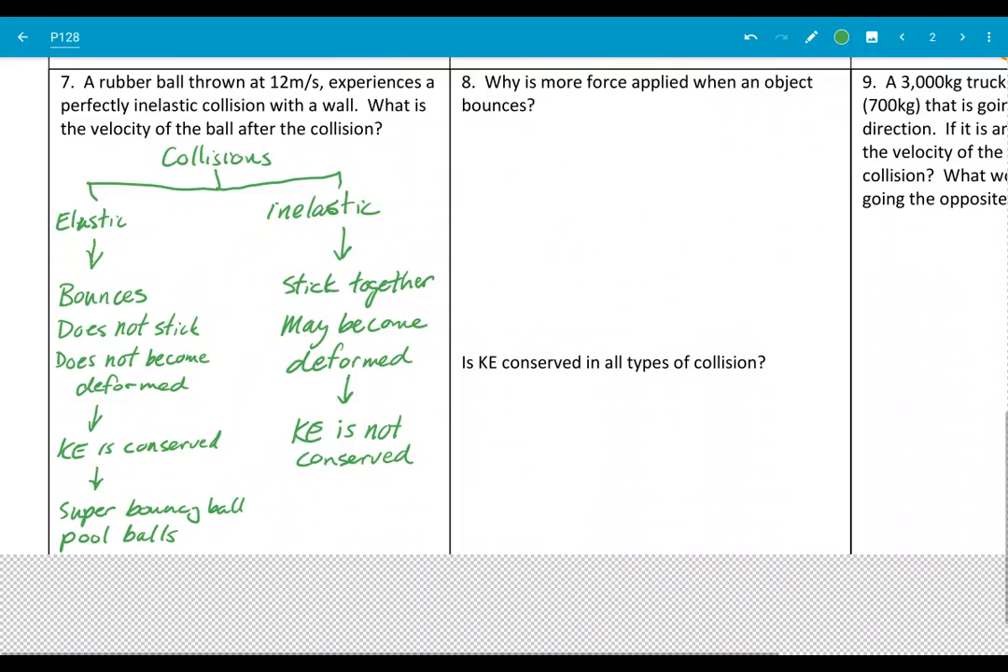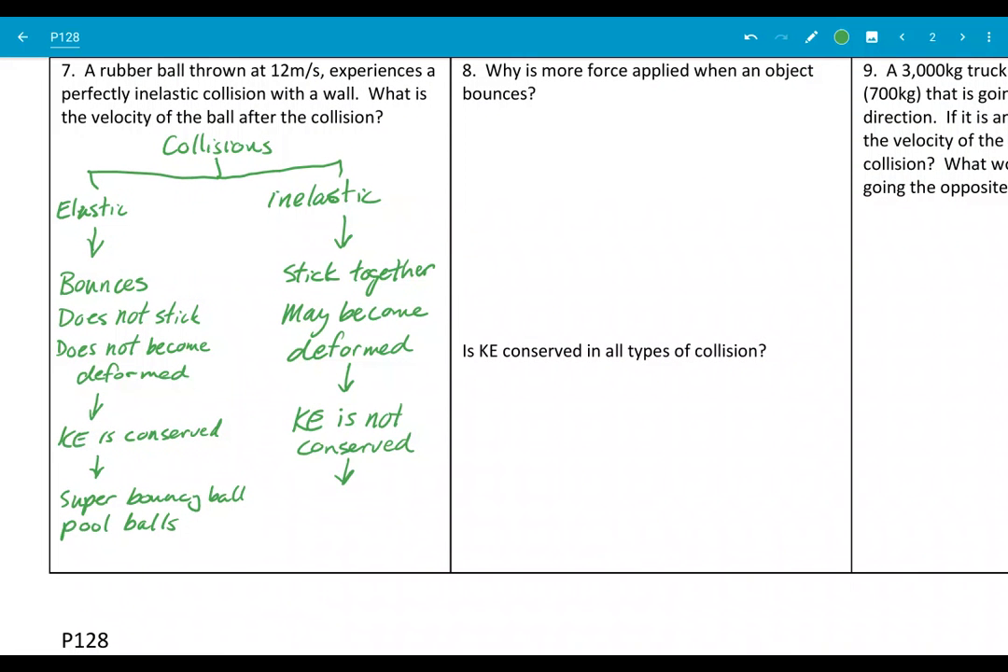All right. An example of this might be, I don't know, what's something you throw and it sticks? Sticky hand. Sticky hand toy. Okay. Or two train cars. Like the train cars, they crash into each other and they hook together. Okay, might be an example of an inelastic collision.